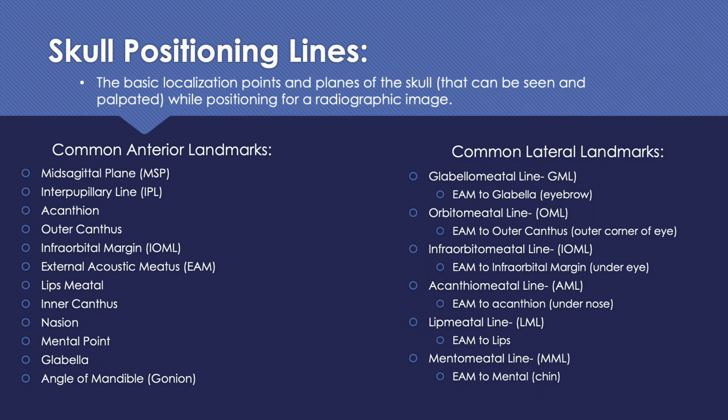Here are skull positioning lines. These are basic localization points and planes of the skull that will be used in the mandible projections. Some of the common anterior landmarks, which on the next slide we will have labeled, consist of the mid-sagittal plane, interpupillary line, acanthion, outer canthus, infraorbital margin, external acoustic meatus, lips meatal, inner canthus, nasion, mental point, glabella, and angle of the mandible, which is the gonion.